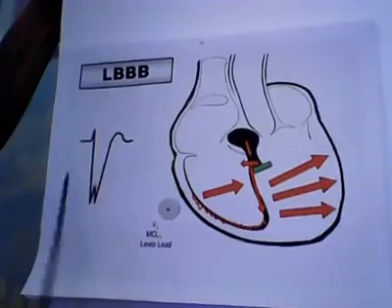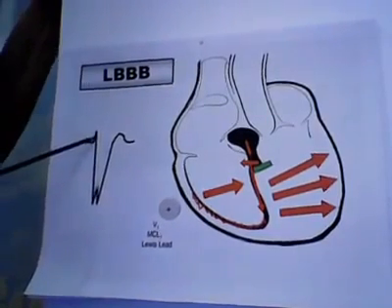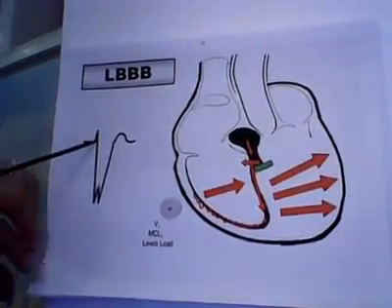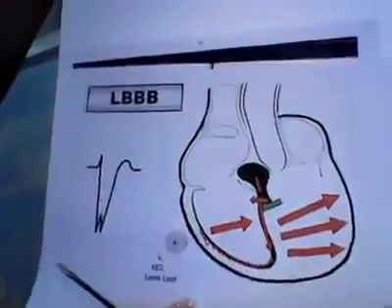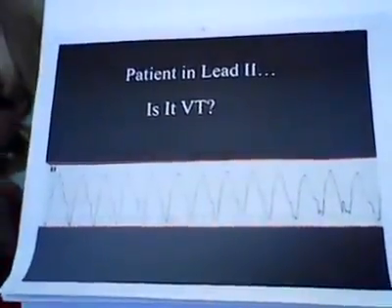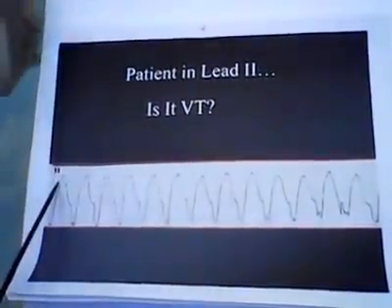Again, very wide and very narrow R wave. 20% of the people with a left bundle branch block will not have that R wave, but the 80% that do, it's a very narrow R wave. Let me show you lead 2. This is the famous lead 2.